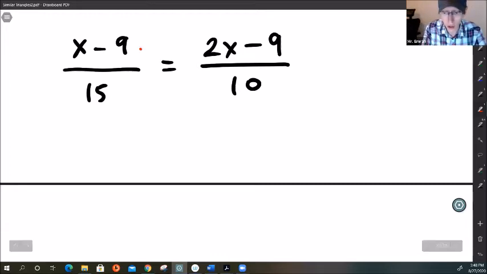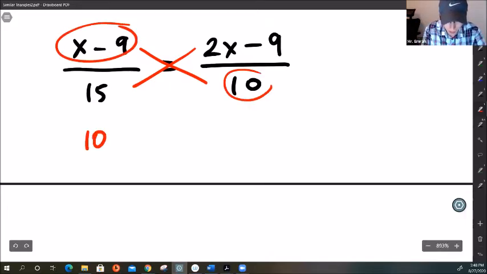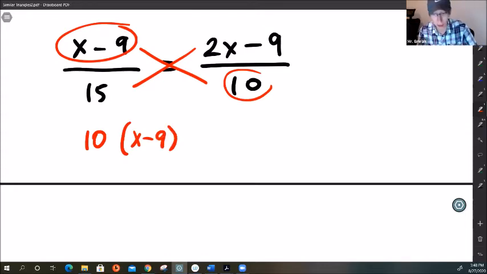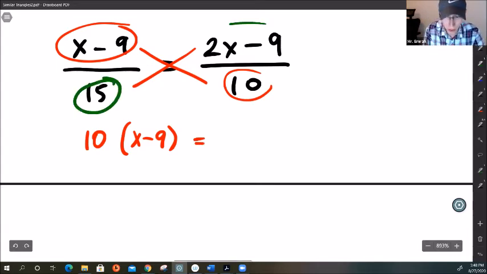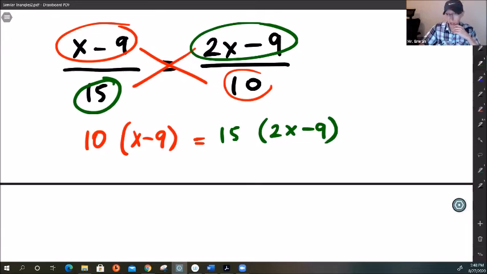So I need to cross multiply these, and I'll need to solve that equation. So I'll multiply 10 by x minus 9, 10 times x minus 9. Since x minus 9 is a binomial, you got to put that in parentheses, is equal to, then you will multiply 15 by 2x minus 9, times 2x minus 9. And if you multiply any binomial by a number, you need to put the binomial inside the parentheses so you can distribute that.